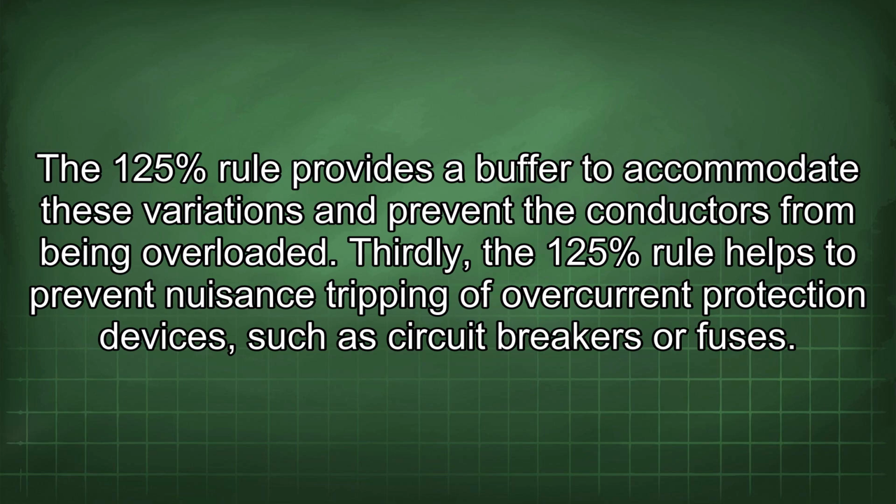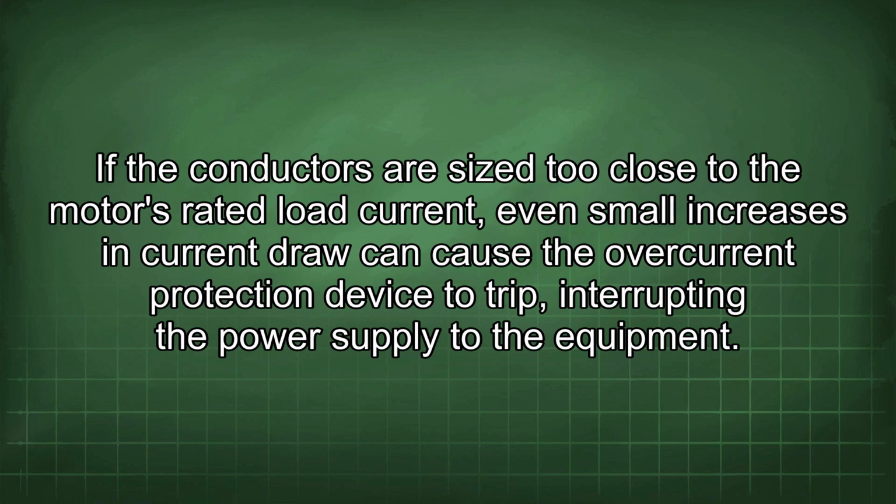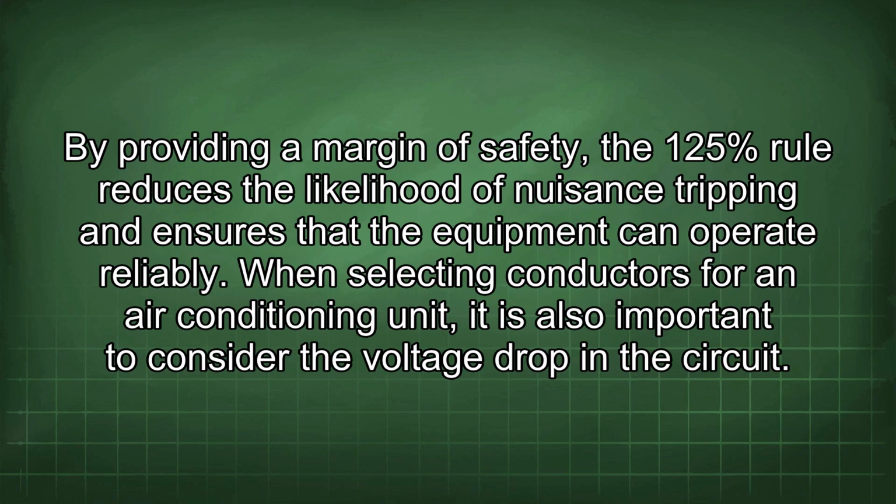Thirdly, the 125% rule helps to prevent nuisance tripping of overcurrent protection devices, such as circuit breakers or fuses. If the conductors are sized too close to the motor's rated load current, even small increases in current draw can cause the overcurrent protection device to trip, interrupting the power supply to the equipment. By providing a margin of safety, the 125% rule reduces the likelihood of nuisance tripping and ensures that the equipment can operate reliably.